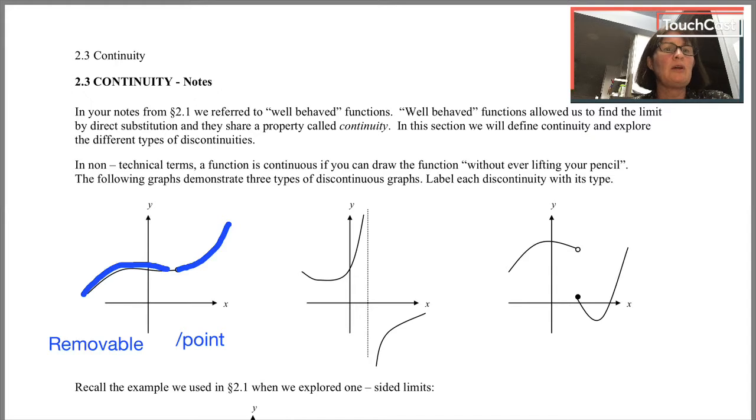Here we have an example of a function that seems to approach, in this direction negative infinity, in this direction positive infinity. So if you have a function that approaches positive or negative infinity as x approaches a certain x value, we call that an infinite discontinuity.